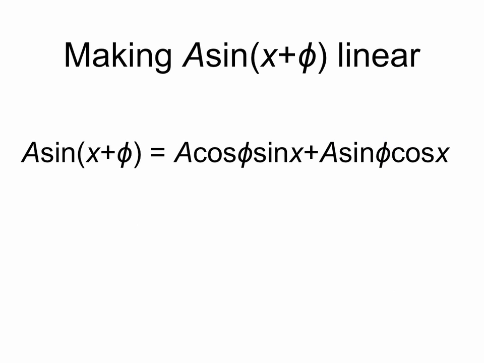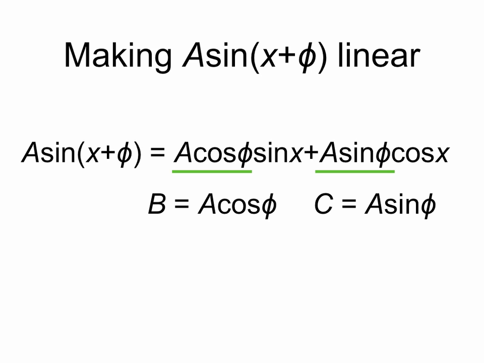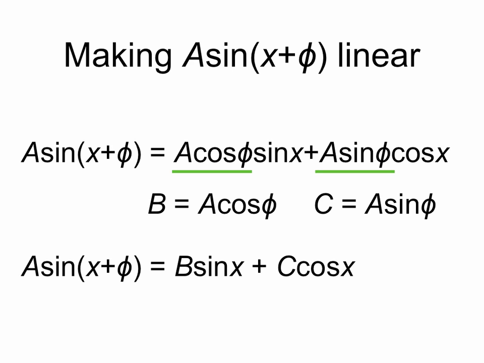We can rewrite a sine x plus phi as a cosine phi sine x plus a sine phi cosine x. And notice that we have these coefficients now in front of sine x and cosine x, and if we relabel those as b and c respectively, now we have b equals a cosine phi and c equals a sine phi, then we can rewrite this y equals a sine x plus phi as b sine x plus c cosine x. And sure enough, now in red we have the parameters of this fit, this b and c, and in blue we have the functions of x. So we've separated the functions of x from the parameters.